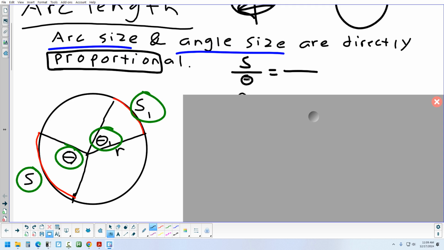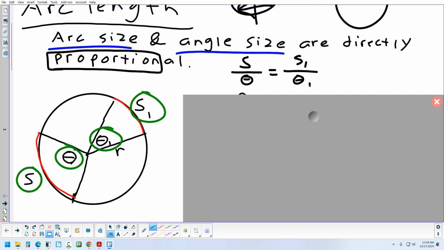What would have to go on top on the right? S1. S1. And the bottom? Theta 1. Theta 1. Yep. Okay. Any question on that? All right, you can't really go wrong as long as whatever two you put on the left, just set it up the same way for those two on the right. Don't put like the arc in the top here and then the arc in the bottom there.